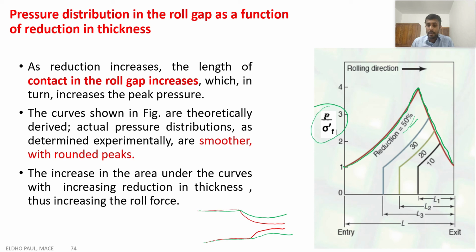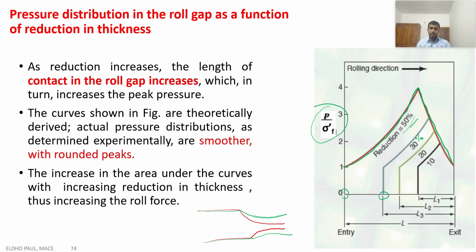But when we reduce the thickness to a smaller value, not a very small depth reduction, we reduce to an intermediate value. That means 30% reduction. So when we use 30% reduction, this will not be the entry point, but the entry point shifts to this point. That is also important.